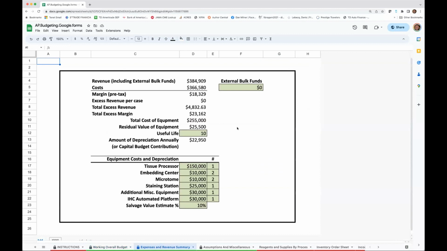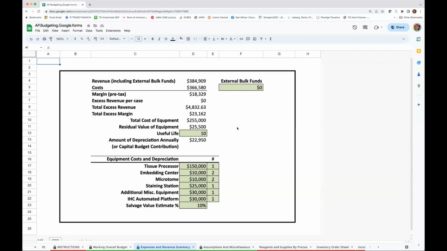Now, let's go over to another page of expenses and revenue summary. What this does is takes everything from that first page and sums it for you for the year, right? So our revenue, including external bulk funds, is $384,909. That is that $40.52 times all those patients on the first page that are paying, right? Not the pro bono patients. Then we have our costs, which are $366,000, and we have our margin, right? That's our pre-tax margin, because you have to pay taxes on income. And notice that we have a margin of $18,329, right? Because we wanted to have a margin. We said we were going to do that.